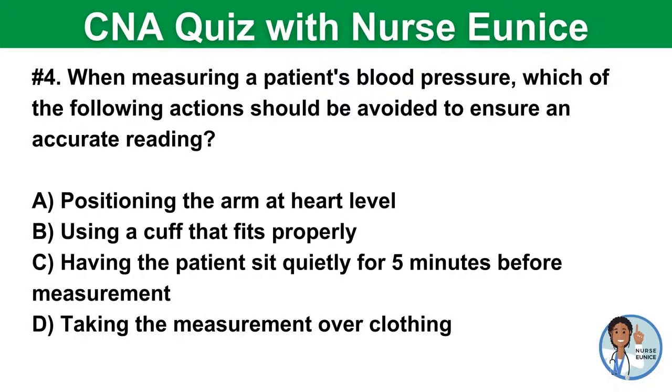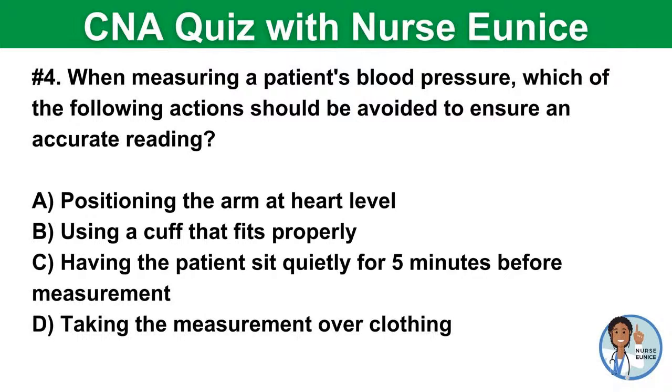A, positioning the arm at heart level. B, using a cuff that fits properly. C, having the patient sit quietly for 5 minutes before measurement. Or D, taking the measurement over clothing. Which should be avoided? Yes, Farida. Yes. So for this one, the response is D.